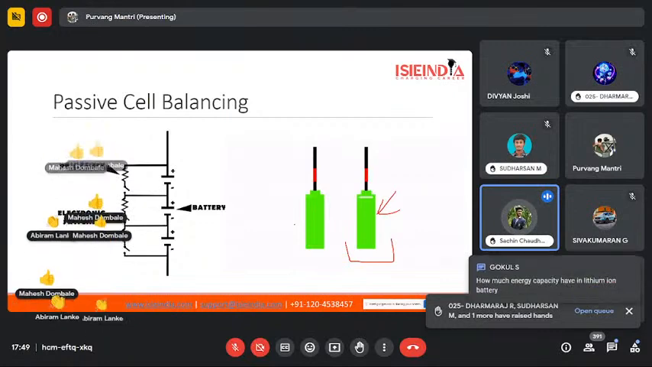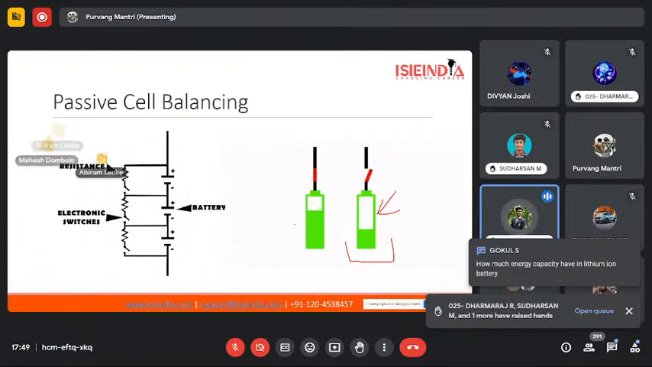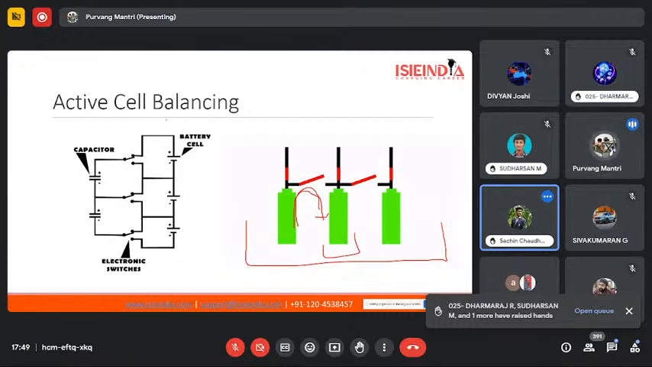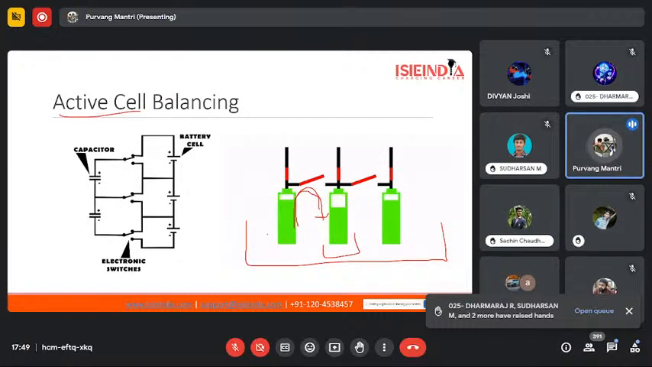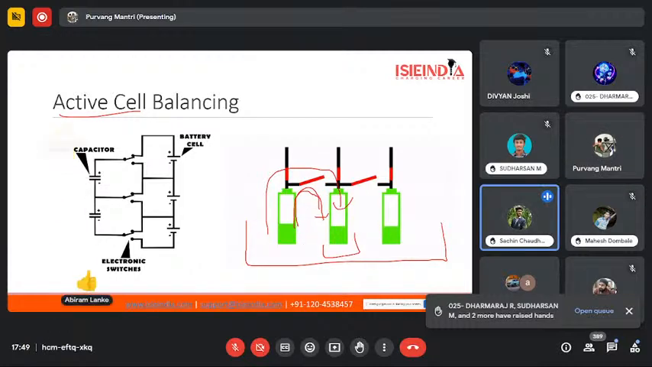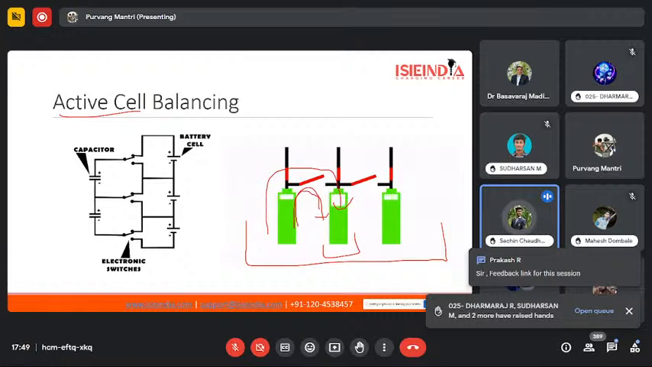Actually, in active cell balancing, because of the voltage difference, one cell would charge the other cell, the one which is being discharged quickly. Are you sure? Yes, I'm pretty sure.